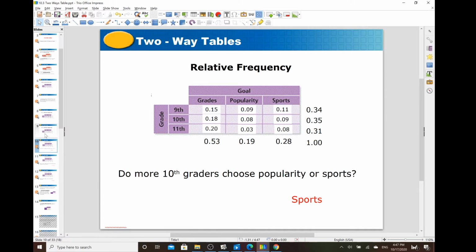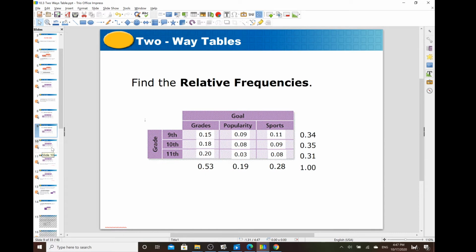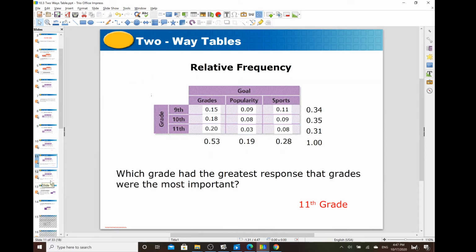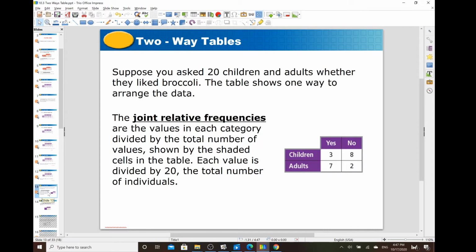Okay, so now let's see what else we have. We talked about the relative frequency. Suppose you ask 20 children and adults whether they like broccoli. The table shows one way to arrange the data. The joint relative frequency is the value in each category divided by the total number of values, shown by the shaded cells in the table. Each value is divided by 20, the total number of individuals.